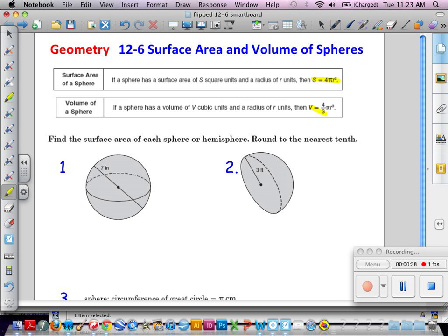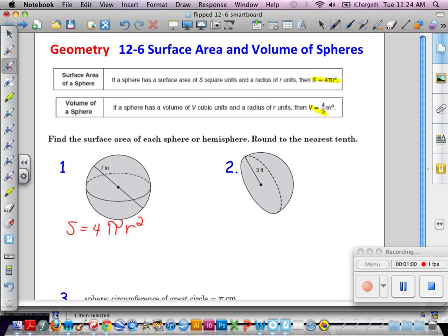So let's take a look at example number 1. Find the surface area of each sphere or hemisphere. A hemisphere is half of a sphere. Round to the nearest tenth. So in example number 1, I'm looking for the surface area. The surface area equals 4 pi r squared is the formula.